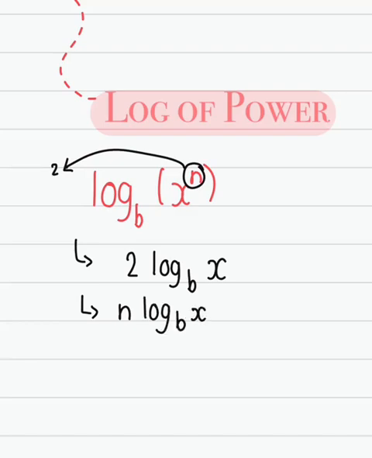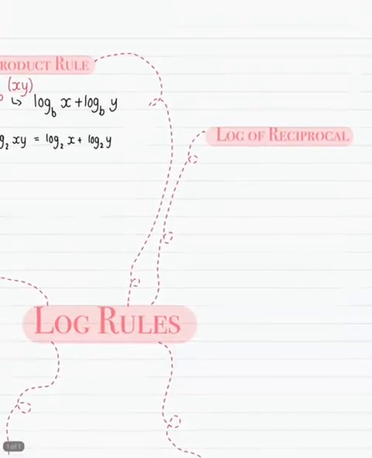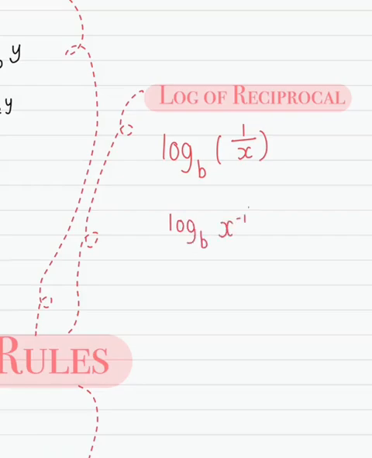Okay, now if we apply this principle to the next one, for our log of reciprocals, that is if I gave you log of a specific base b of 1 over, let's say, x. Now what happens is I am then going to move that exponent to the top. But when I do that, it's going to become a negative exponent.